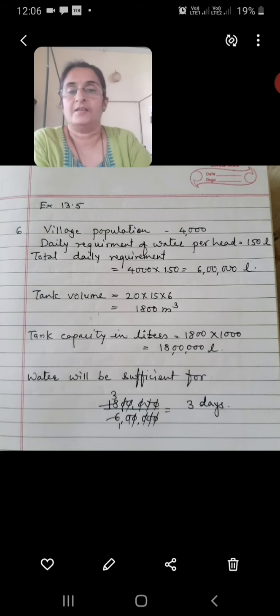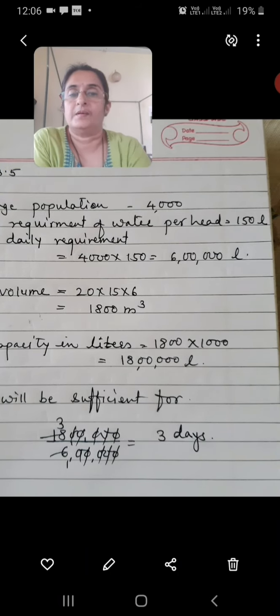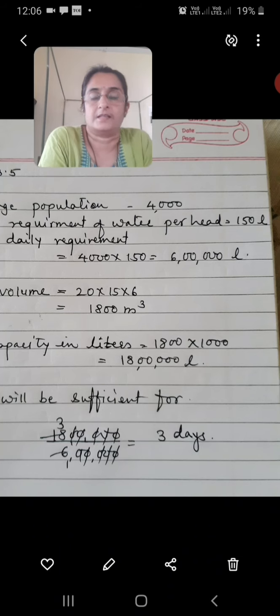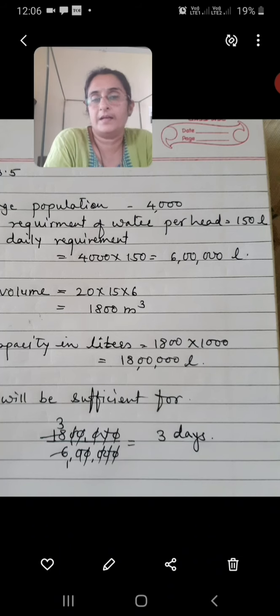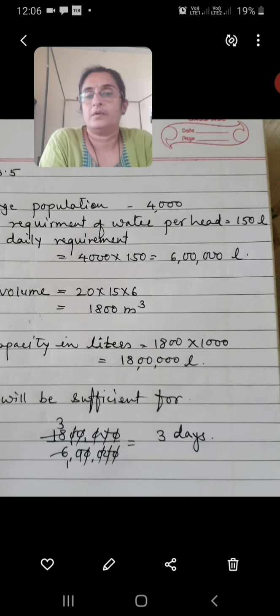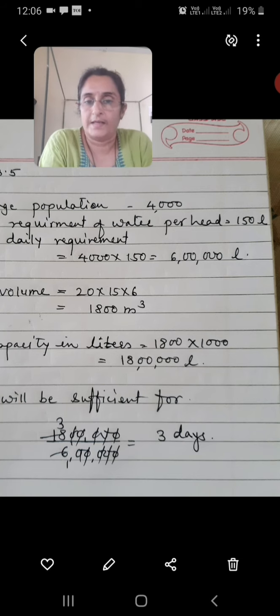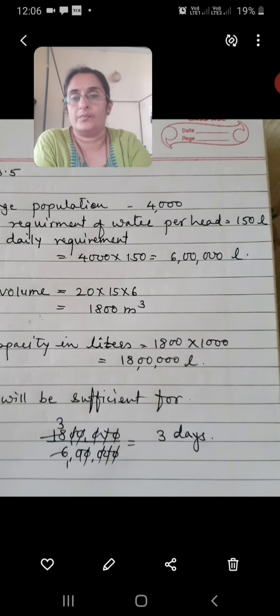Now what all things are given? The population of this village is given, that is 4,000, and the daily requirement of water per head is 150 liters. So how much water is needed per day, we have to find out. If 4,000 people are there, each one needs 150 liters of water. So 4,000 into 150 liters per head per day is 6 lakh liters, the requirement for one day of that particular village. Now we have to find out the volume of that tank.